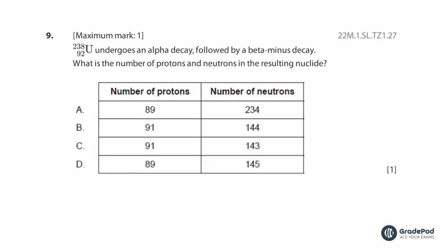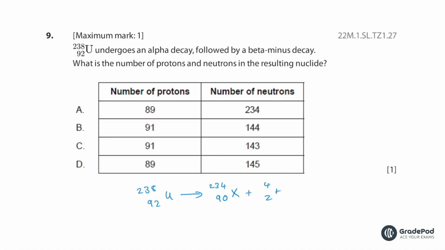Question 9. Uranium-238 undergoes an alpha decay, followed by a beta minus decay. What is the number of protons and neutrons in the resulting nuclide? 238, 92 uranium. Let's lose an alpha particle from that. That's 234, 90. And I don't know what that is, so we'll just change it like that.